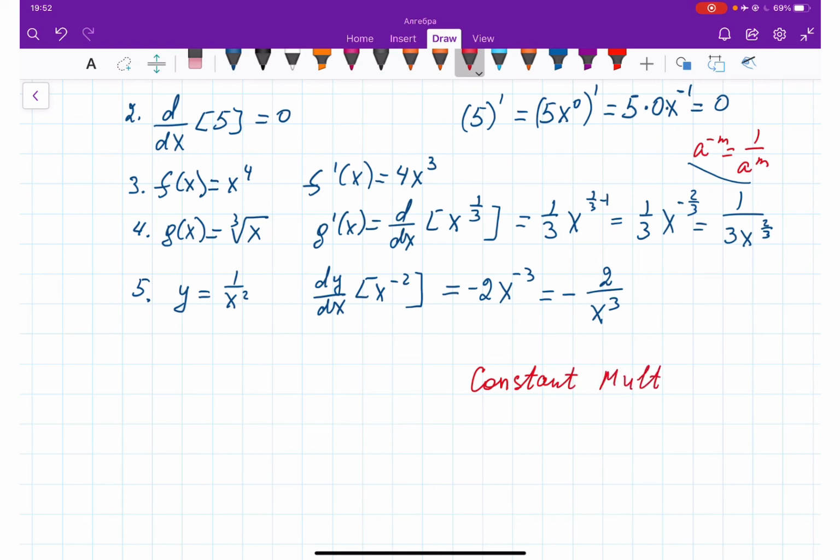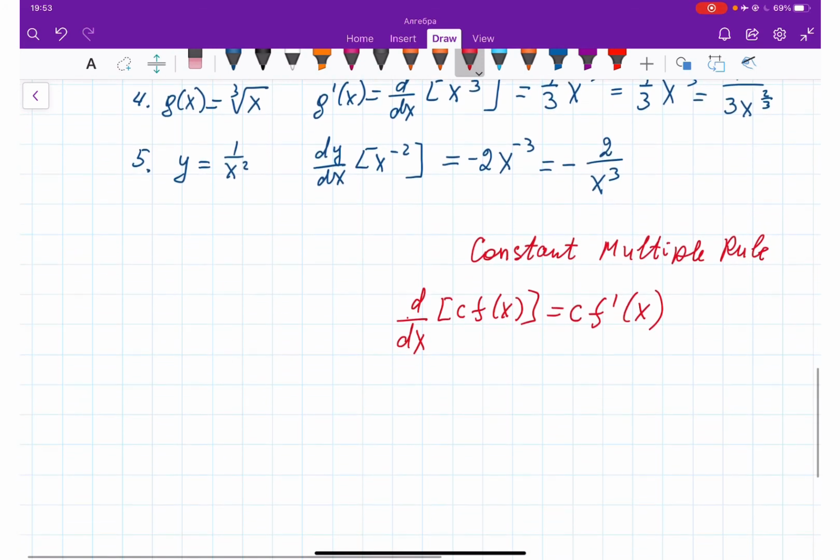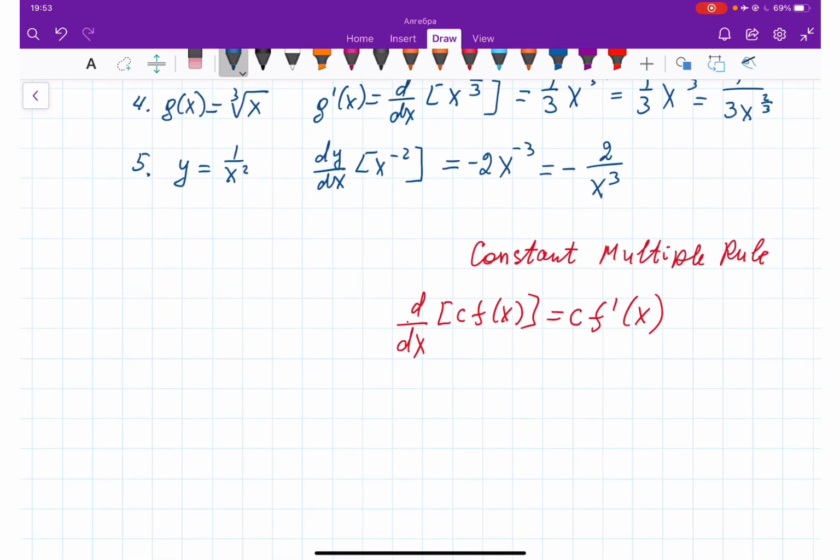Constant multiple rule. This rule says d of c f of x, where c is a constant obviously, by dx is equal to c f prime of x. Example.